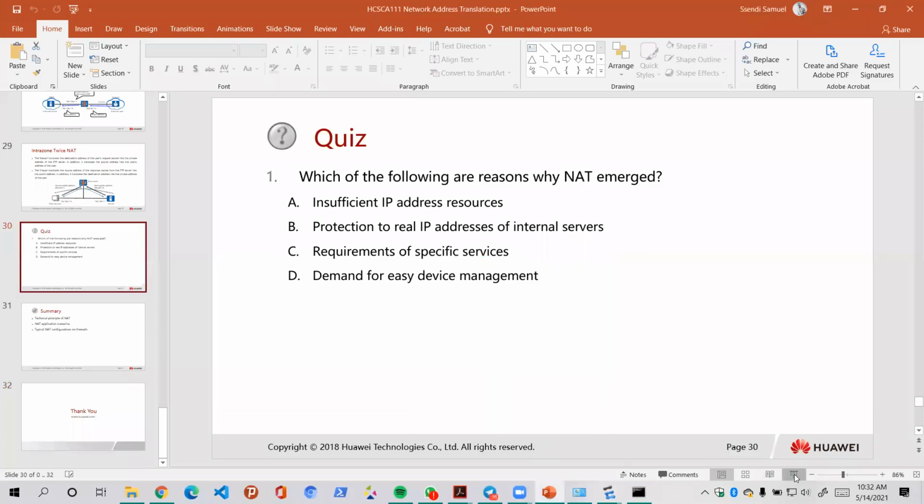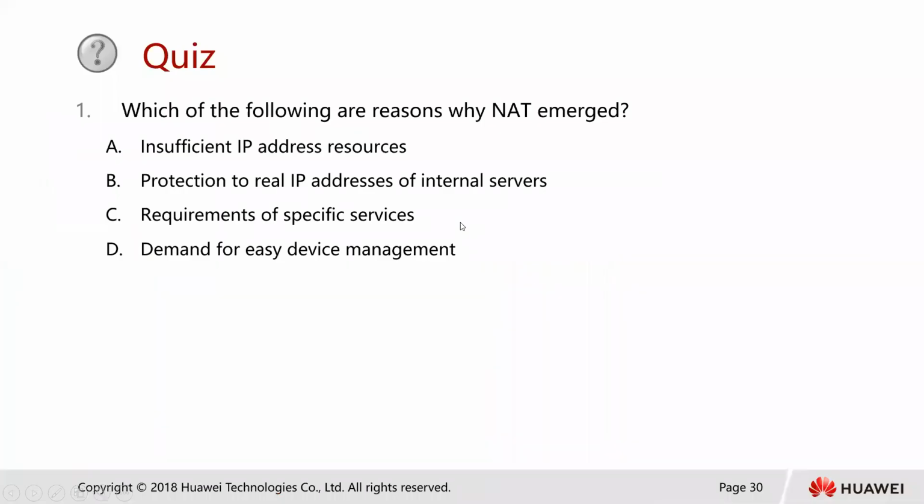We're looking at the quiz. Which of the following are reasons why NAT emerged? We have option A, which is insufficient IP addresses. We have option B, protection to real IP addresses from internal users. We have option C, requirements of specific services. We have option D, demand for easy device management.